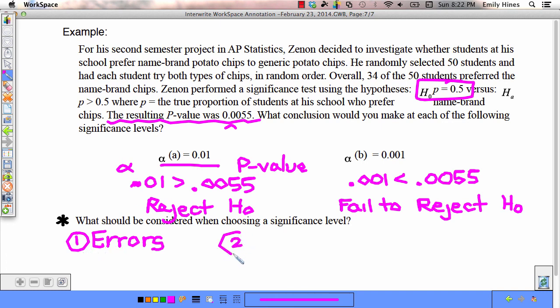Also, just your field of study. For instance, in the medical field, statisticians usually use an alpha level of 0.1 versus in the field of education where they sometimes use 0.05. You may see a 0.025. It just really depends on the field of study. Psychologists may have a different alpha value, and scientists may have a different alpha value than educational researchers or people in the medical field. So that plays a large part into it as well.